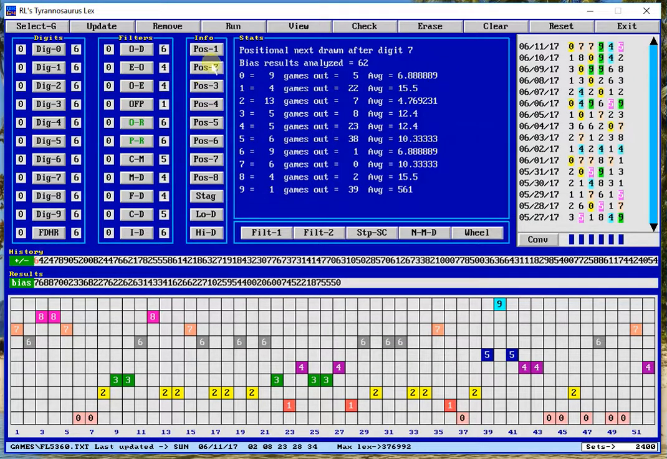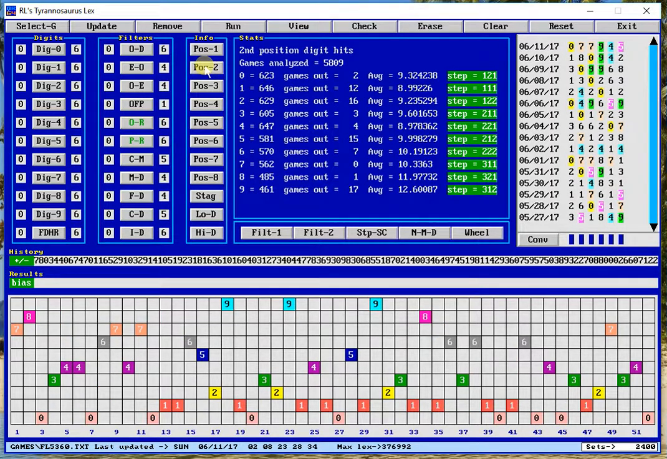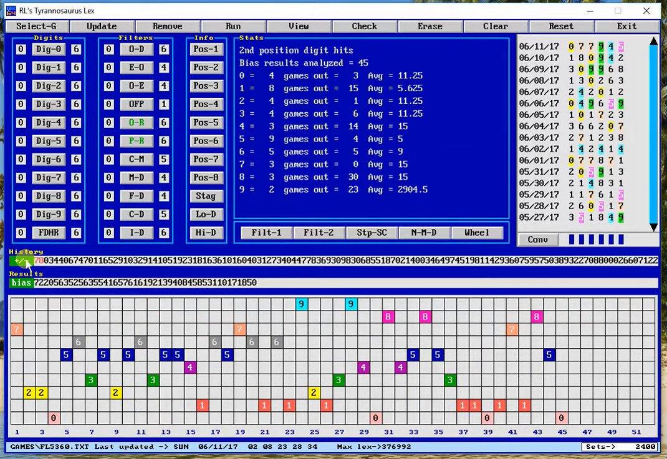But as far as the bias, if I use the bias for these positions, if I click here, I prefer looking at the averages versus the bias. To me, the bias, you know, the lottery's random. So if 7-8 has only come up 45 times, and you can count these here. These add up to 45, if I'm not mistaken. And you can see what the games are out and what their averages are.